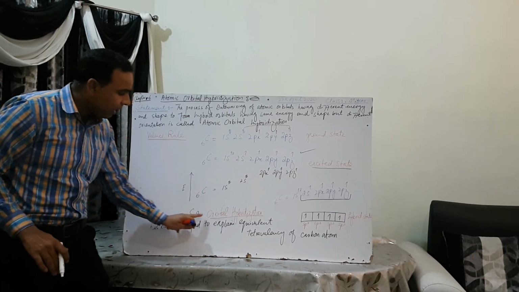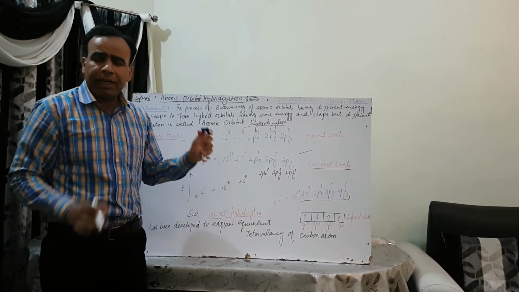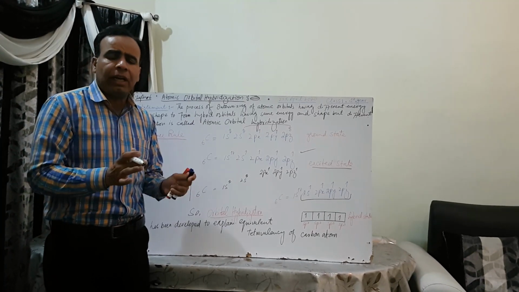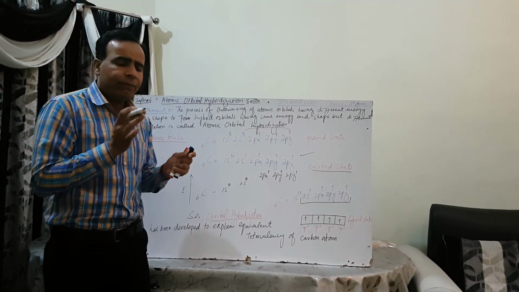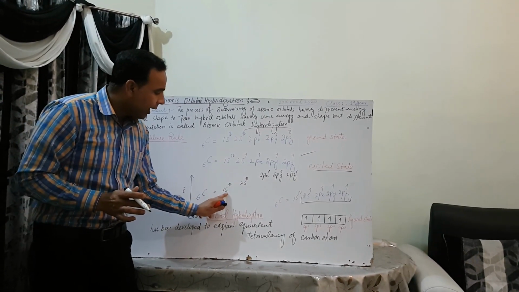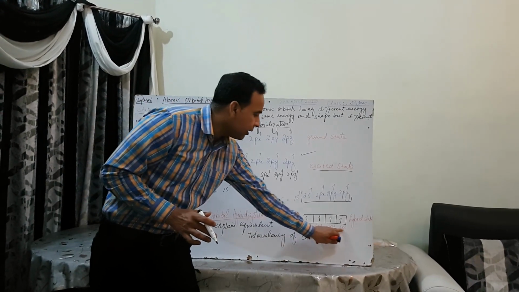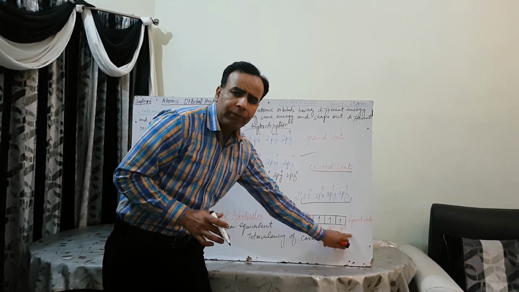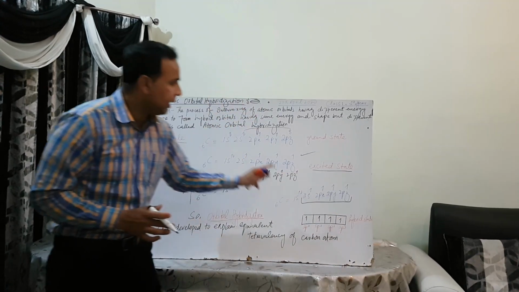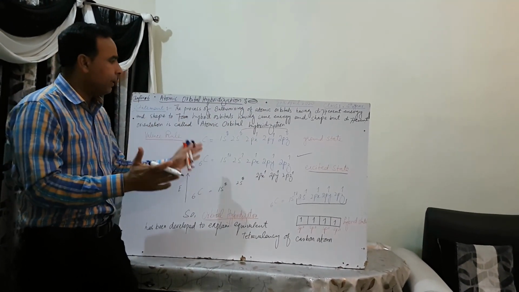So orbital hybridization was developed to explain the equivalent tetravalency of carbon atom. After intermixing of s and p orbitals, their shape and energy will become the same, will become equal. This is the basic concept of orbital hybridization.